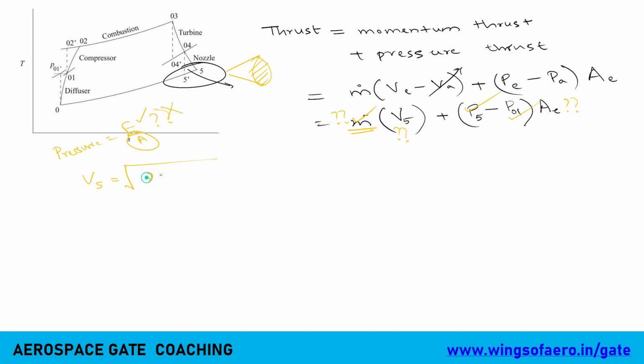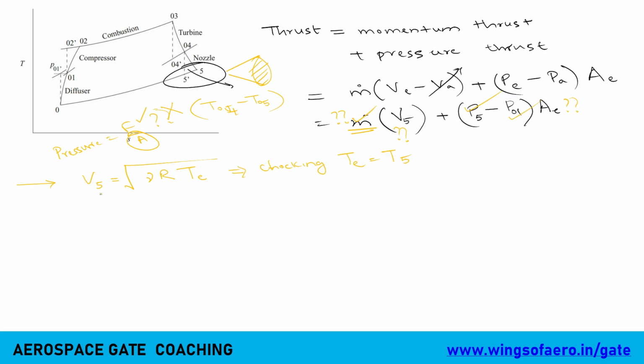V5 equals gamma R TE. Now, as I have said previously, T05 minus T04 minus T05 is what you have done there. You remember? We are working on the choking condition. In the choking condition, remember this, TE is going to be the T5.